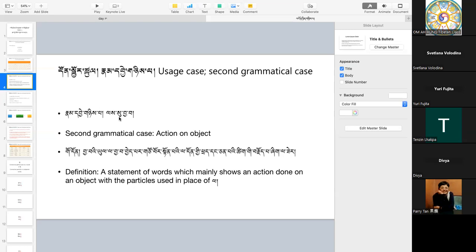Those 5 particles that we have: su, ru, ra, ru, tu. So these 5 particles, definitely the other 2 also, na and la. But in these sentences, they separate action and object, so that action and object do not come continuously in a sentence. So when we see a sentence of the second grammatical case, we will see an action and an object, and these 2 are not coming together, but are separated in between by the particle.